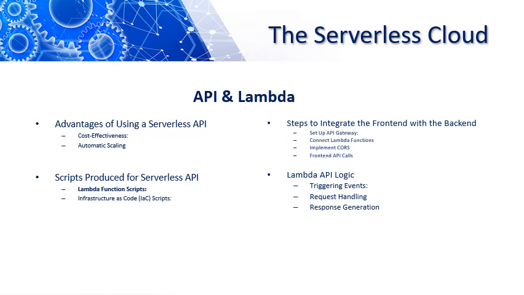Integrating the front end with the back end. The process starts with setting up API gateways, which act as a bridge between your front end and back end. By connecting the API's endpoints to Lambda functions, configuring CORS, and enabling HTTP clients in your front end, the app and serverless backend can communicate seamlessly.